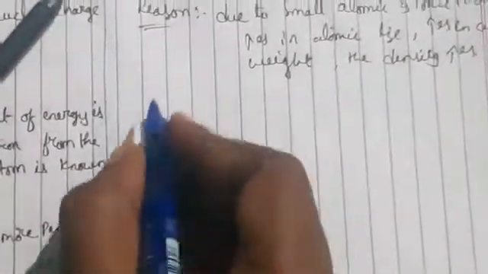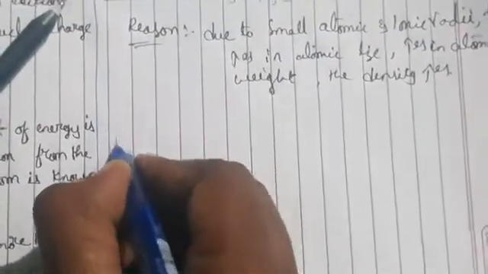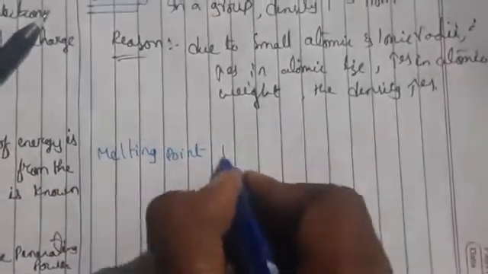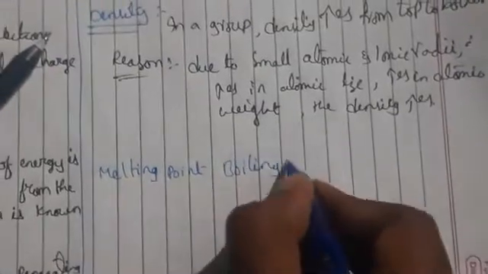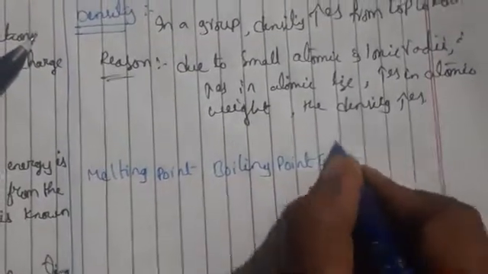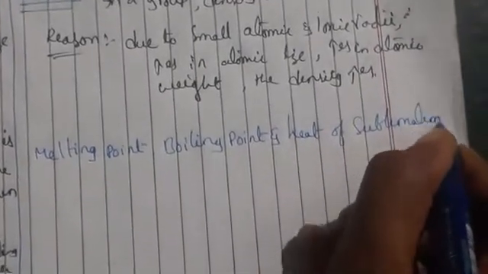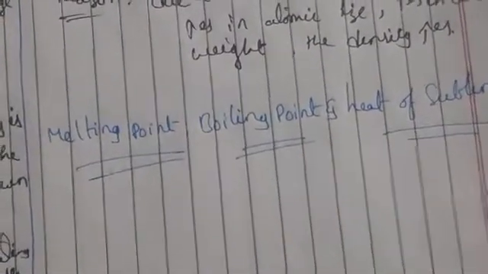So let us see the next property. What is the next property? Melting point, boiling point and heat of sublimation. Heat of sublimation: sublimation is nothing but when a solid changes to vapor, we call it sublimation. So here we are going to speak about melting point, boiling point and heat of sublimation.